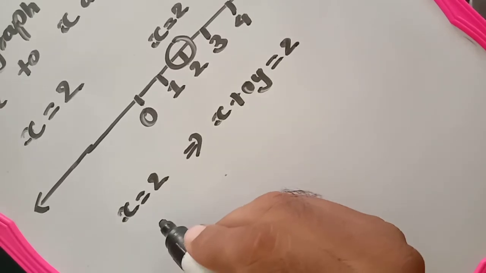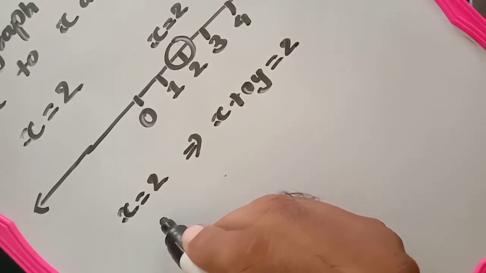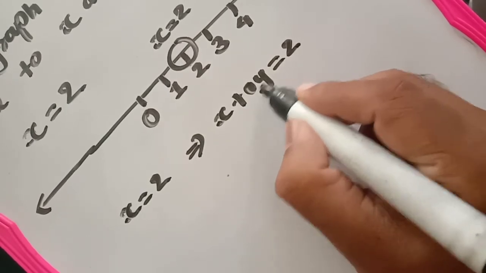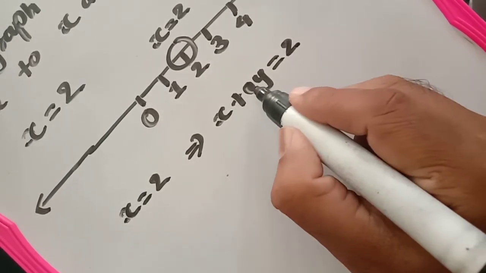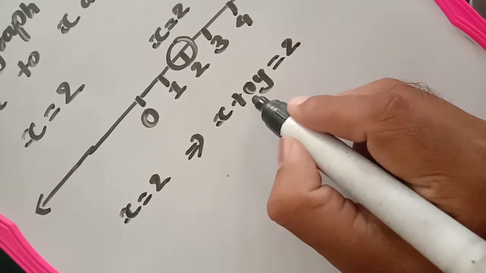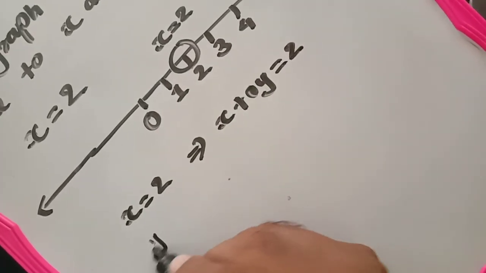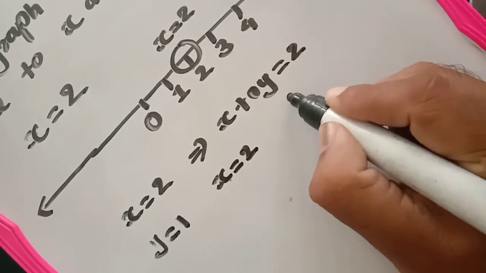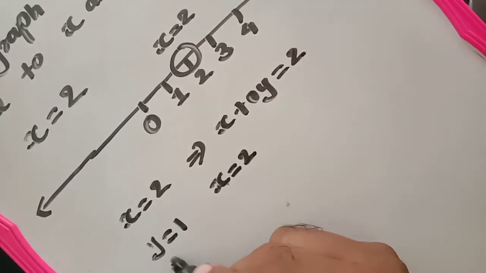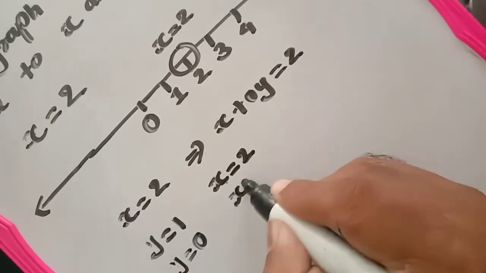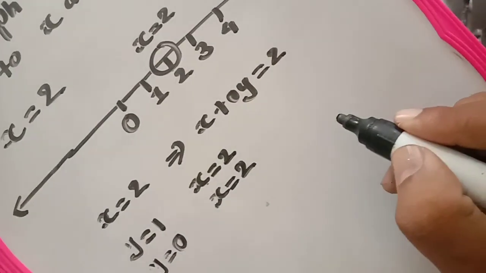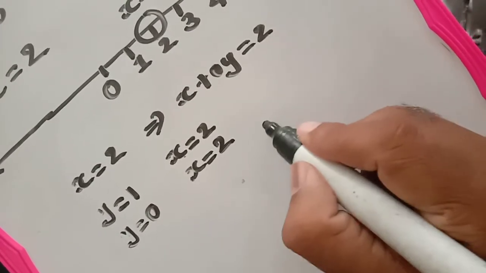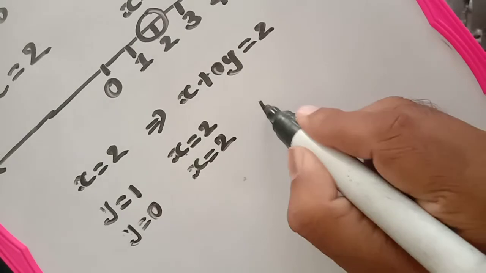So its solution can be written: whatever y value we take, x will remain 2, because here the y coefficient is 0. So y equals 1 and x equals 2, and y equals 0, then also x equals 2. Any values we take, x will be 2 only, and so we draw the graph for that.